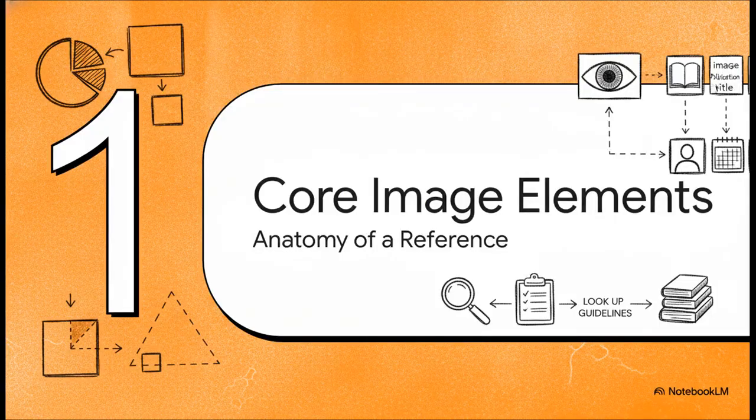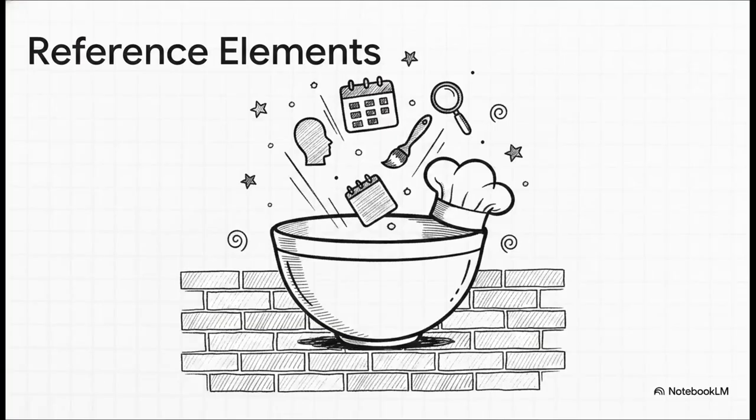That brings us to Section 1, the core image elements. Let's take a look at the true anatomy of a reference. Think of a standard citation, kind of like baking a cake. To get it right, you need the perfect recipe. First up, you absolutely must identify the creator of the image. Then, you need the year it was made, followed by the title. After that, what's the medium or image type? Like, is it a photograph, a painting, a digital illustration?